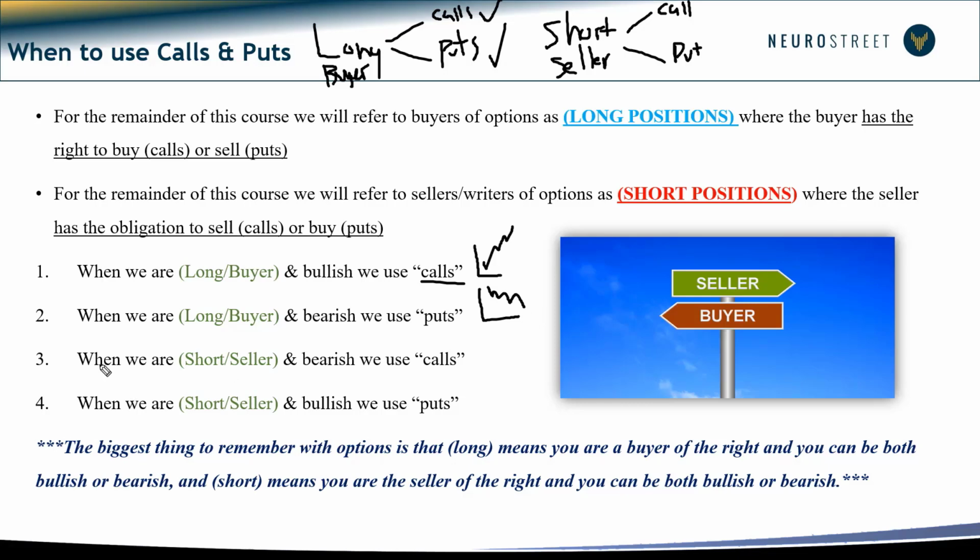When we are a seller of options, so when we're a short seller and bearish, we use calls. Doesn't that make sense? Because we're selling to a buyer. And when we are a short seller and bullish, we sell puts. Because think about this, if you're an option seller, you're taking the opposing side of the option buyer, which means you're taking the reverse side of the trade. This is where options trading gets a little bit more complex, because now you're playing technically market maker as well, right?